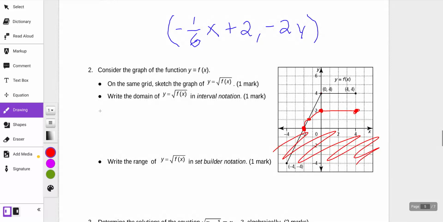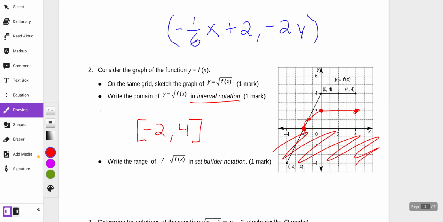Cool. Write the domain in interval notation. So domain is possible x values. The furthest left this thing goes is -2. The furthest right that it goes is +4. That's interval notation. Notice that I'm using square brackets because I can equal -2 and I can equal +4.